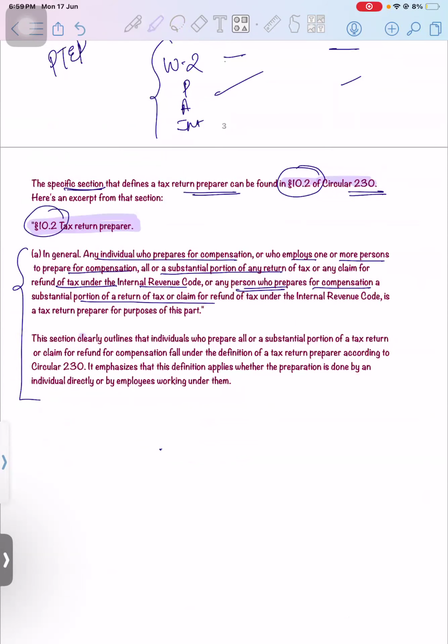So this section clearly outlines that an individual who prepares all or a substantial portion of a tax return or claim for refund for compensation will fall under the definition of tax return preparer according to Circular 230. Now, it emphasizes that this definition applies whether the preparation is done by the individual directly or by an employee working under them. So, signing tax return preparer, non-signing tax return preparer.